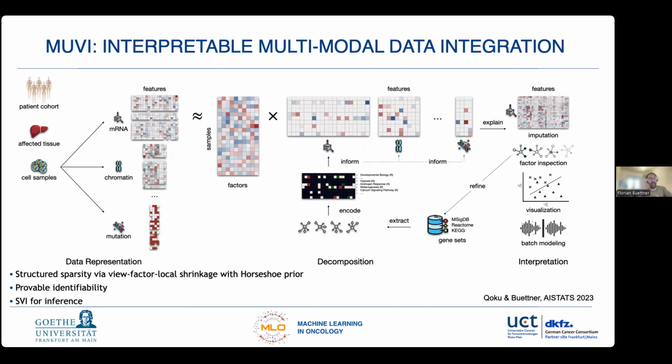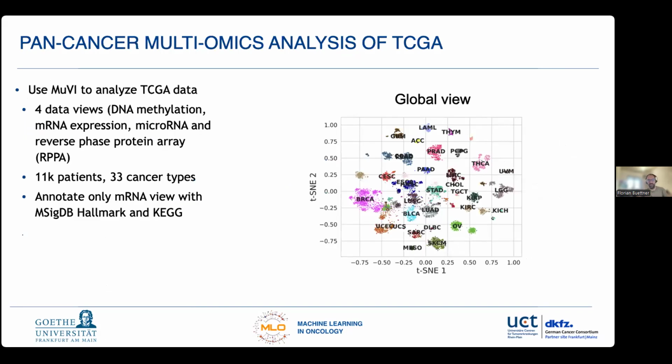And I know this is maybe hard to get an intuition for how it works, and that's why I have a very simple toy data set to illustrate what this model can do. So what we did here was we ran MOVIE on the TCGA pan-cancer data, where we had 4 different omics layers: DNA methylation, mRNA expression, microRNA, and proteomics. And we looked at 11,000 patients across 33 cancer types and fit our MOVIE model. So that means we have to annotate one of the data views and link it to some pathways. We chose MSigDB hallmark pathways and informed the mRNA data view with hallmark.